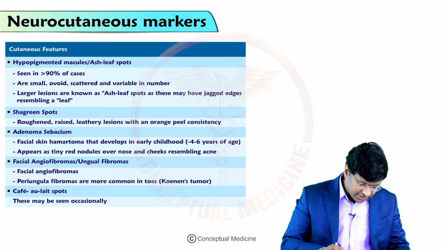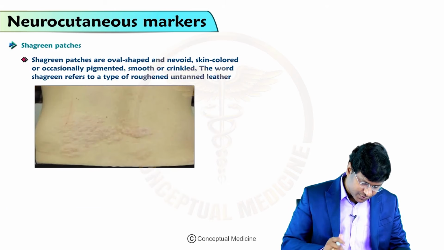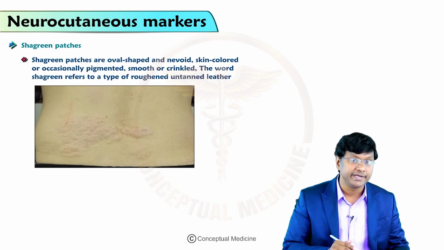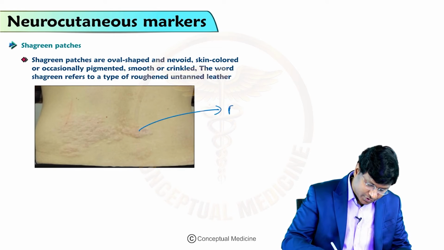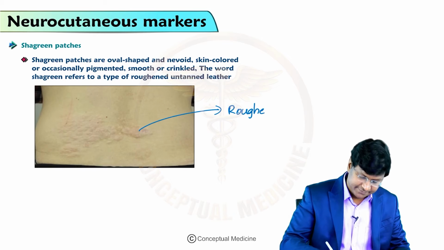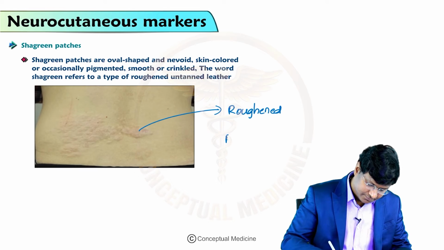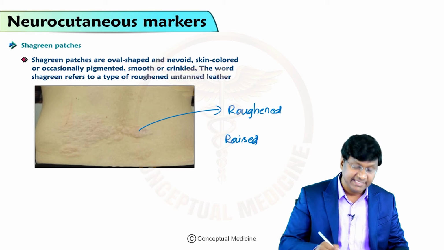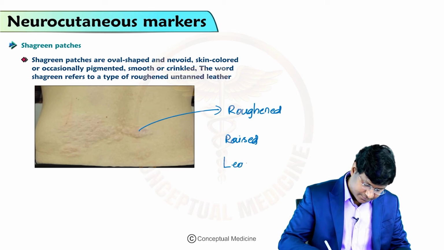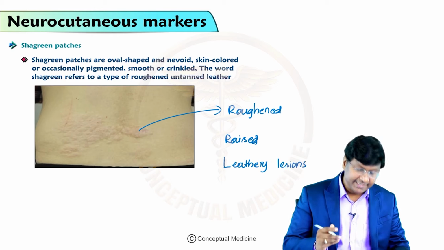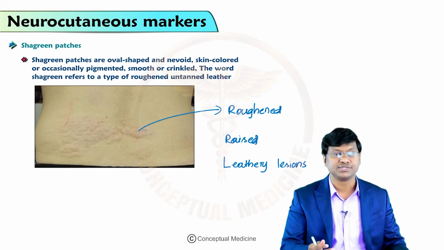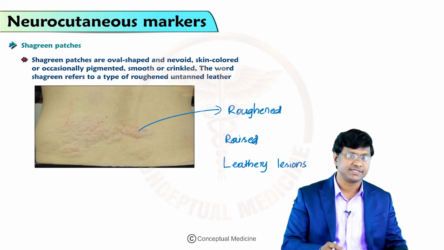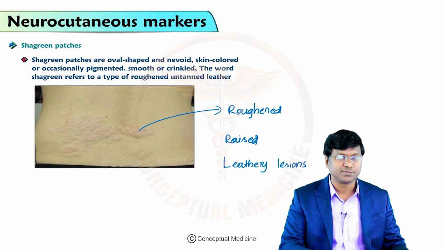Then the other cutaneous manifestation is the presence of shagreen spots. These particular shagreen spots are roughened, raised, leathery lesions with an orange peel consistency. That is your shagreen spot.